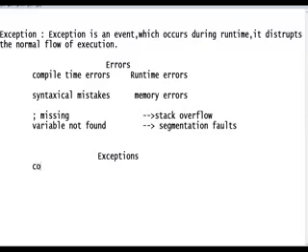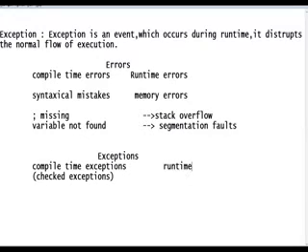exceptions also two types. Compile time exceptions. These are also called checked exceptions. Second one is runtime exceptions. Compile time exceptions can be recognized at compile time. Runtime exceptions are also called unchecked. The name itself says unchecked: at compile time it cannot be checked. Unchecked exceptions.